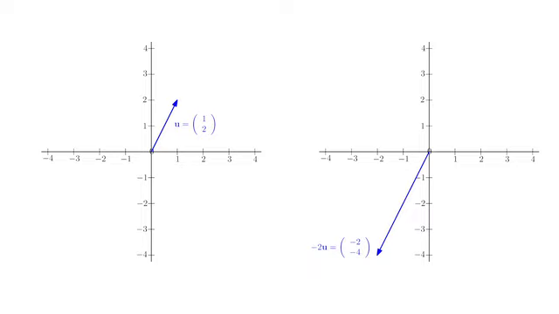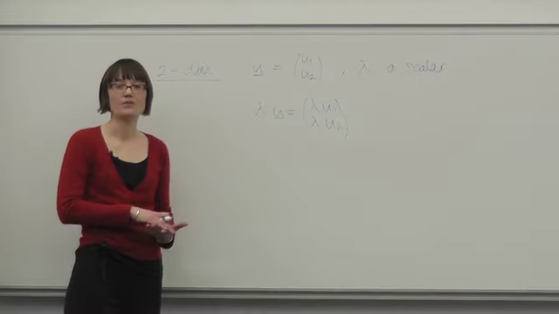And in general, then, we can think of multiplying by a scalar lambda as rescaling your vector by a factor of lambda, where if lambda is negative, we understand that we're going to get a vector that points in the opposite direction. Okay, so let's have a look at the 3-dimensional case.